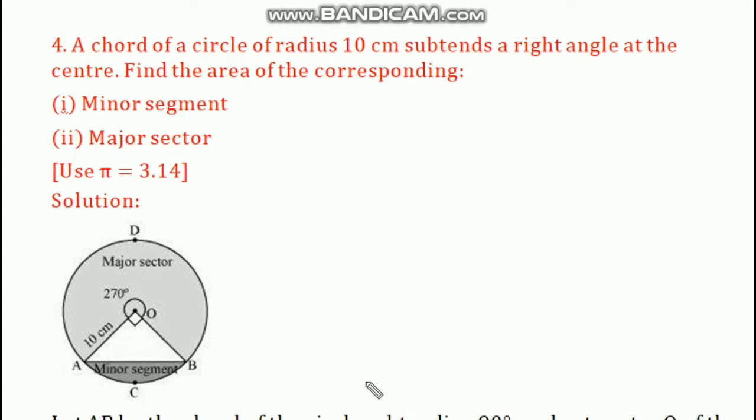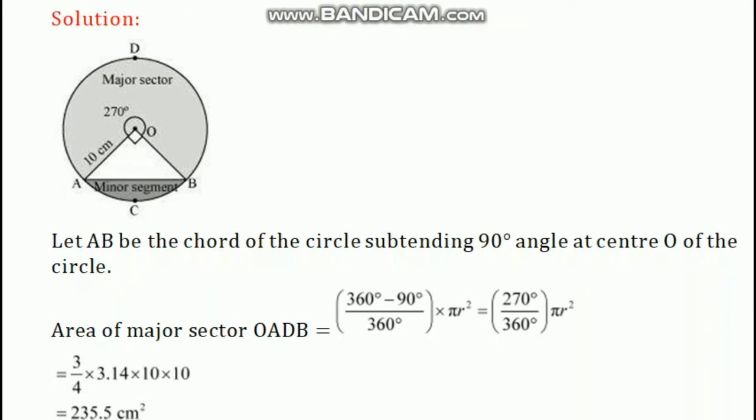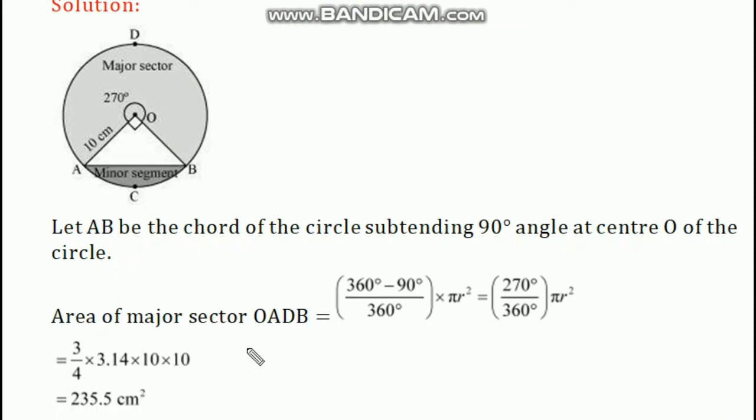Okay, let's discuss. First we need to find out the major sector. Area of major sector OADB, this major sector. Directly you can take 270 degrees theta by 360 into pi r square. So the area of major sector is 235.5 centimeter square.